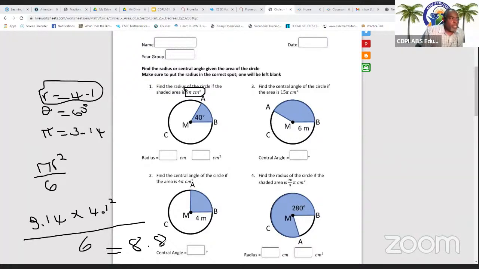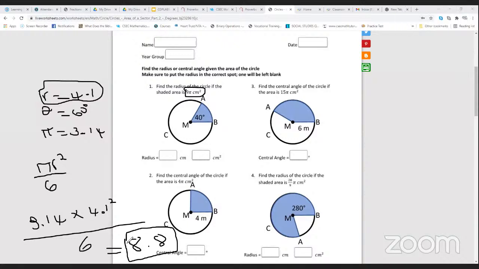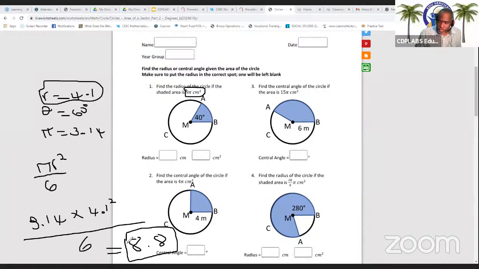So this is the area of the sector for year 1. Good. So let's see how we can play around with the question now.